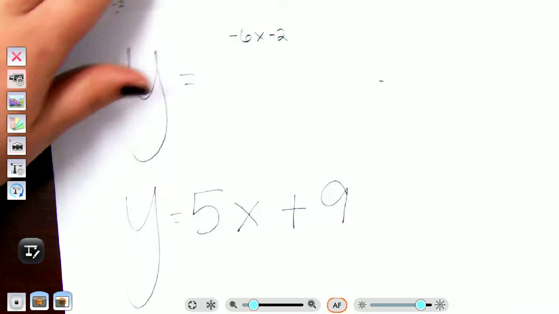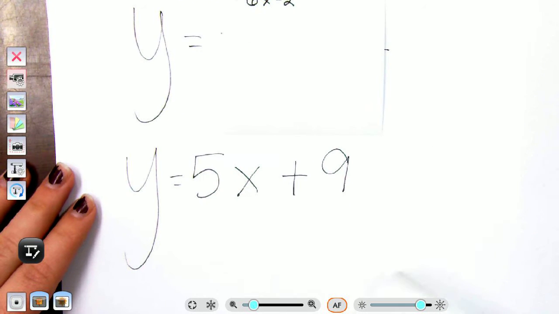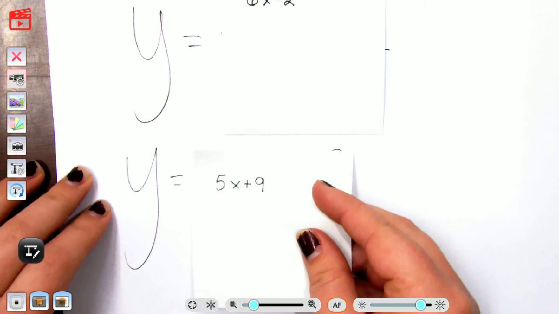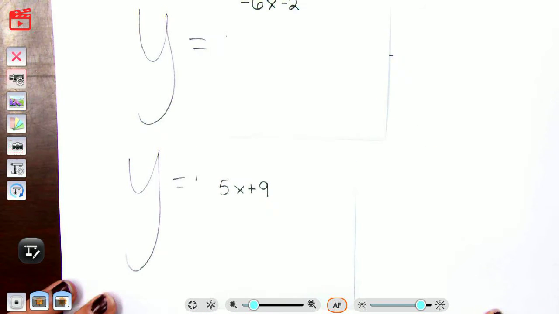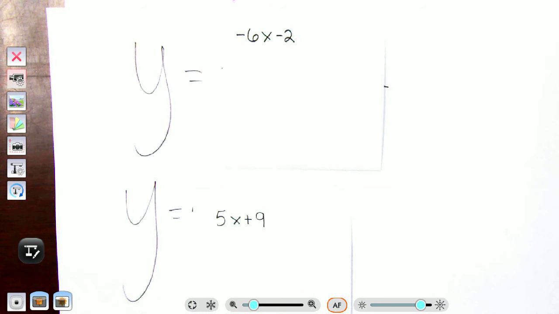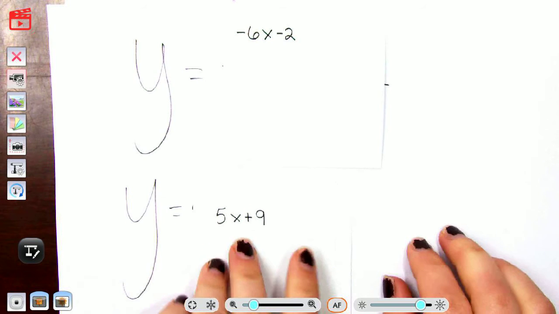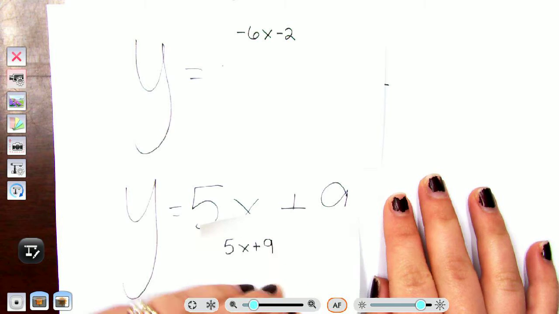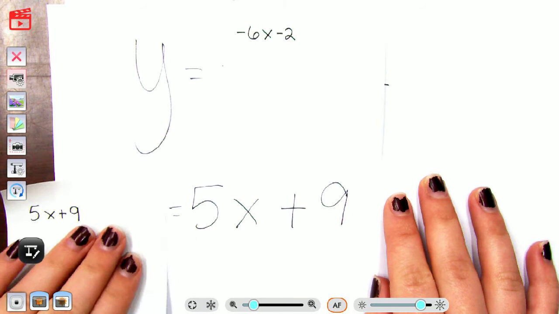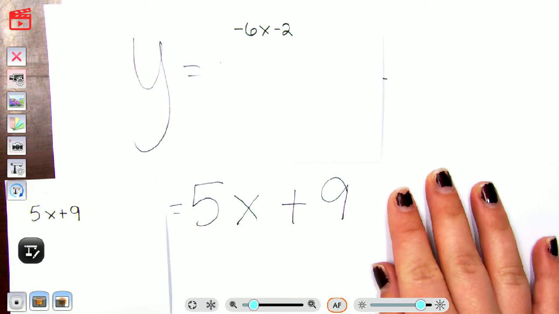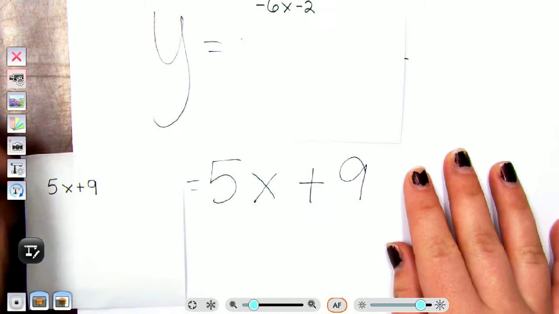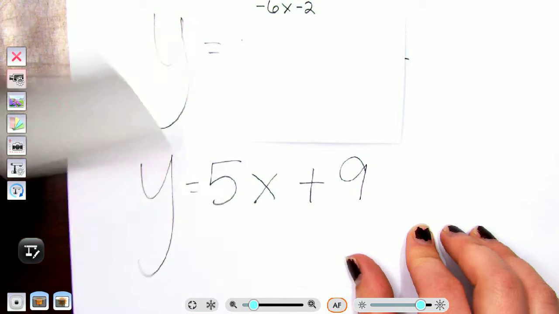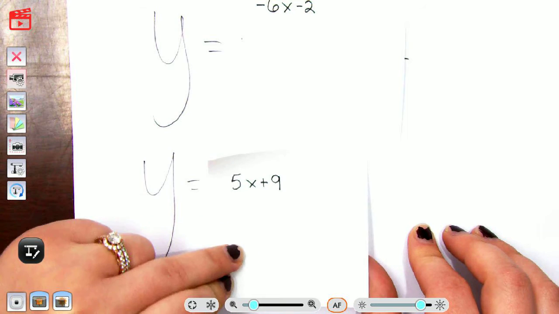And I'm going to do the same thing for the bottom. y is equal to 5x plus 9. There it is, 5x plus 9. Do we agree? Nothing really changed except those terms are just written on a sticky note now. All right, I'm going to do something even wilder. I'm going to take this bottom one, 5x plus 9, and say 5x plus 9 is the same thing as 5x plus 9.